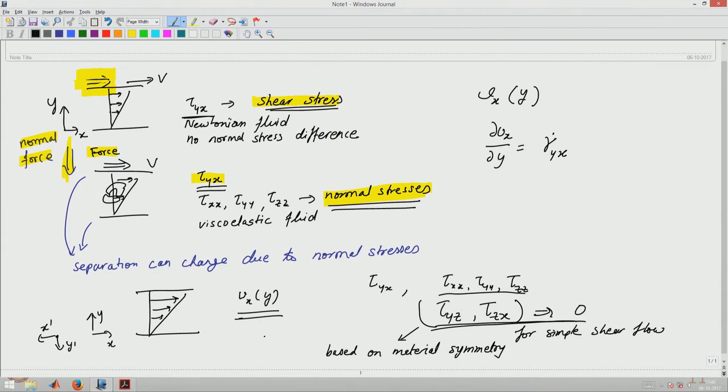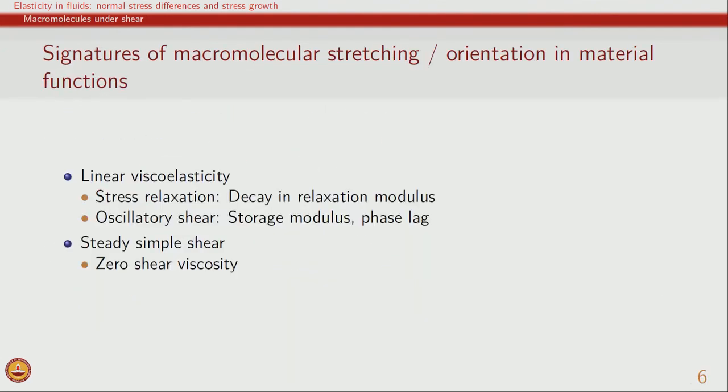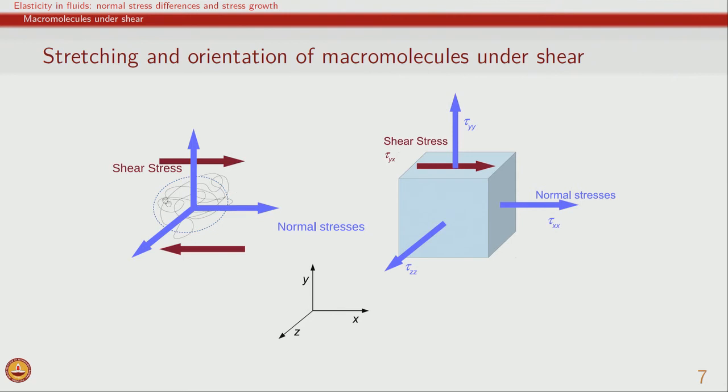So, we will assume this to be the case, and therefore, the most general state of stress tensor for a fluid which has viscoelastic effects may be the following. These components which are associated with tau zy and tau xz will be 0. Therefore, normal stresses arise in simple shear flow, and of course, just to remind us, we are saying this again based on this picture: the fact that this molecule is getting stretched and can develop a tension will lead to normal stresses arising in the material.